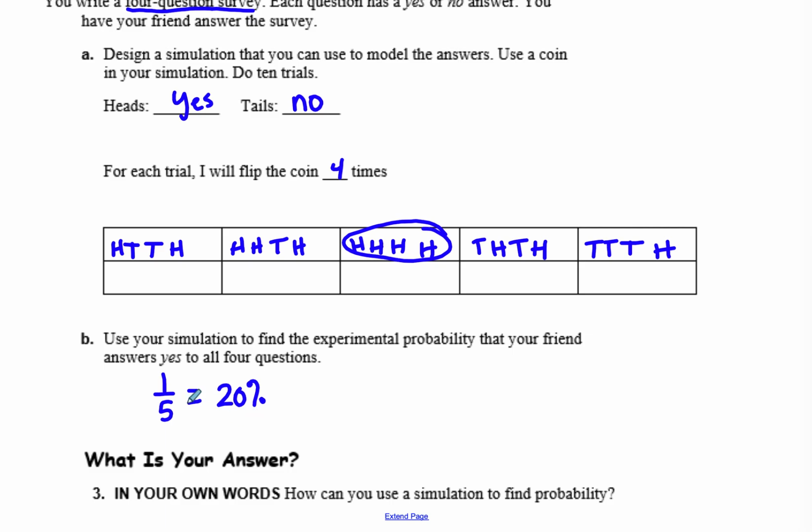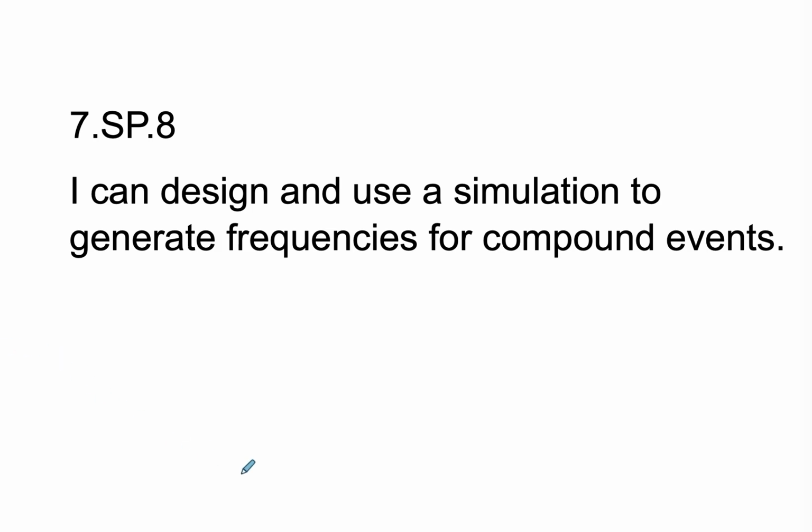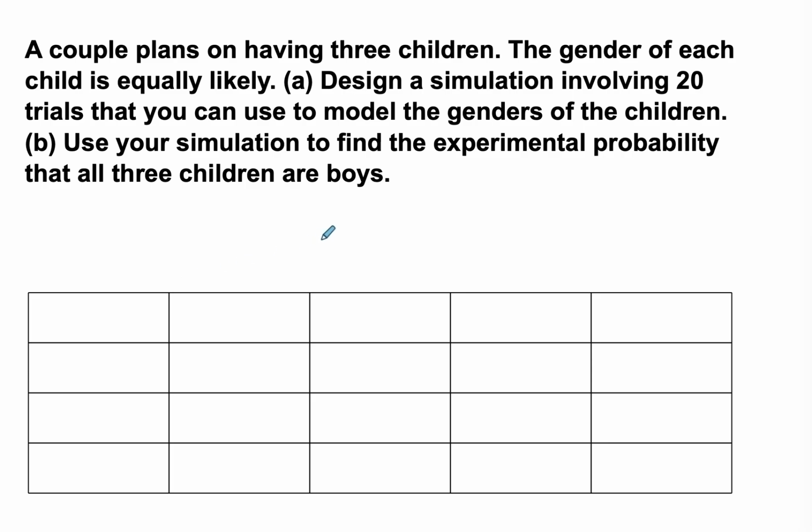Okay. Let's go ahead and take a look at the next part. So our I can statement for today: I can design and use a simulation to generate frequencies for compound events. All right, so let's take a look at this next situation. A couple plans on having 3 children. The gender of each child is equally likely. A, design a simulation involving 20 trials that you can use to model the genders of the children. B, use your simulation to find the experimental probability that all 3 children are boys.